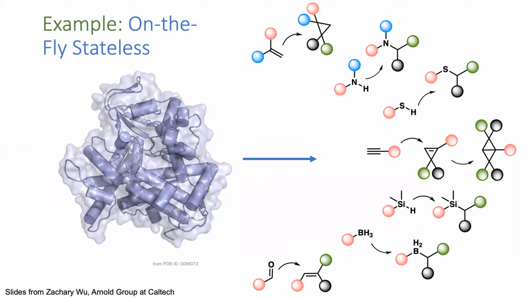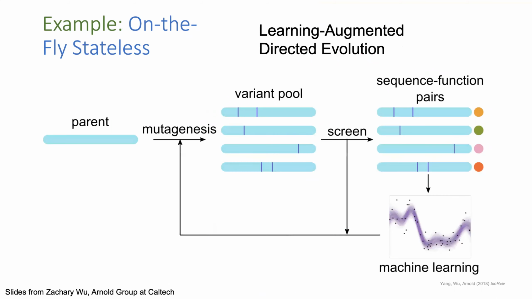Here's a different example, on-the-fly stateless. This example is taken from Frances Arnold's group at Caltech. Her group works on protein engineering. The basic idea here is that we want to design a new protein, typically mutated from a reference protein, that maximizes some function. The reference protein is called a parent. The mutations are called variants.